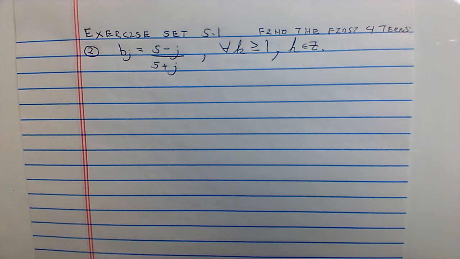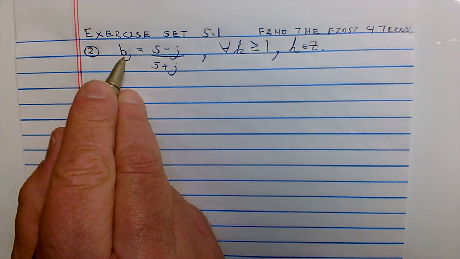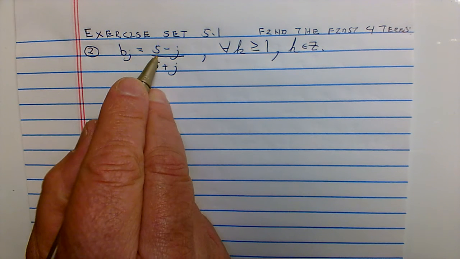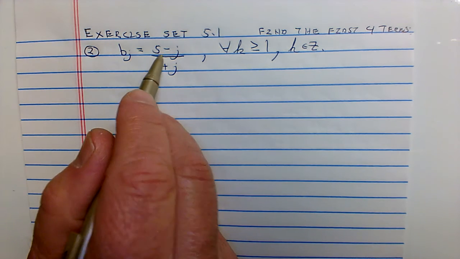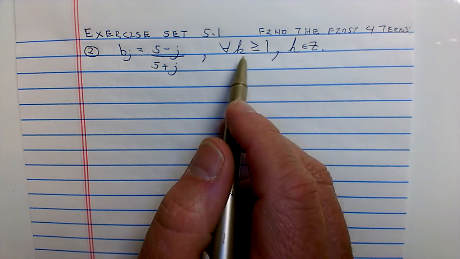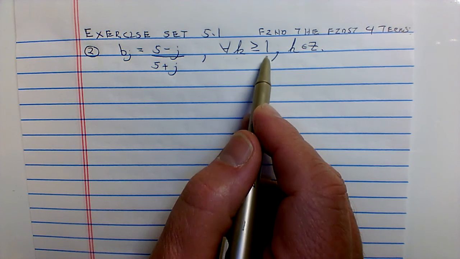We are going to look at how to do the first group of problems in exercise set 5.1. The first problem that we want to look at is number 2. Here we have an explicit formula that says b sub j is equal to, and in the numerator it's 5 minus j, and the denominator is 5 plus j. And we're going to look at this for every integer that's greater than or equal to 1.